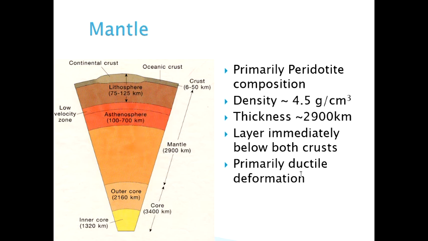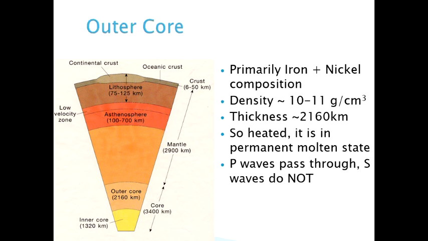This behaves in what we call a ductile deformation, meaning if you exert a force upon it, it doesn't break or shatter like brittle. It bends, it flows, it warps, it deforms. A whole bunch of words to describe deformation that is not breaking. Below the mantle, then, we reach an area that is so hot, the outer core, that it is now liquid. It is hot molten magma that is super, super dense, primarily because it is made of iron and nickel.